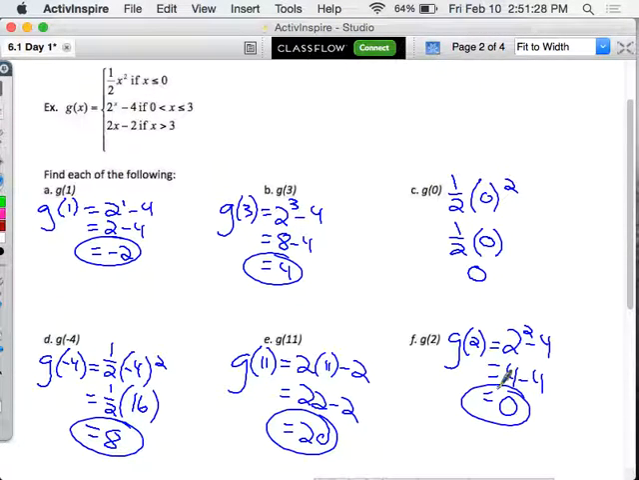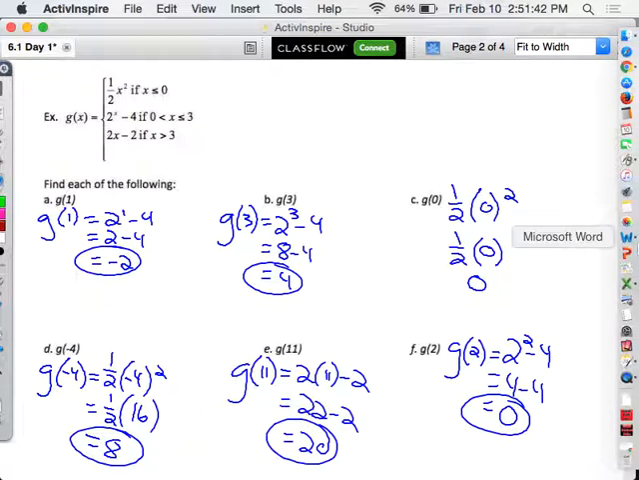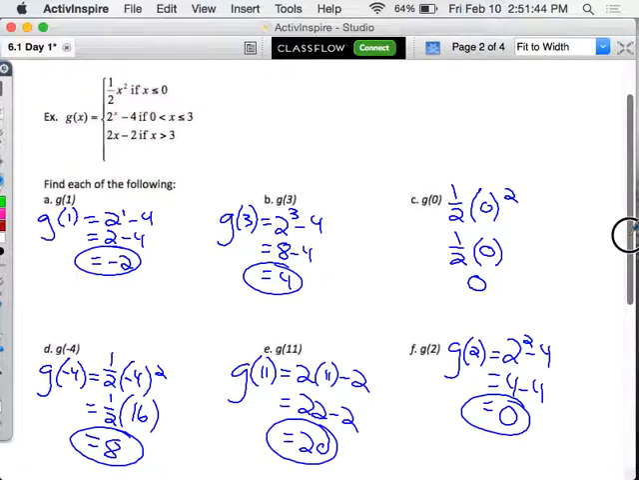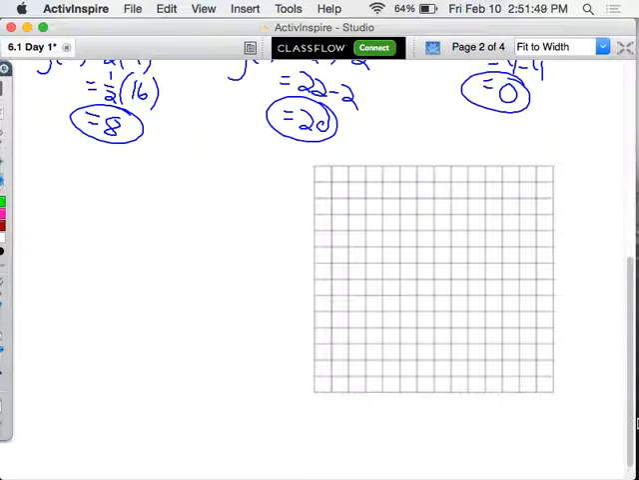All right, so that was step 1: deciding which equation to plug these numbers into and then solving. Step 2 is to go ahead and graph these things. We have 3 different equations that we're going to put on the same graph. To do it, we are going to make a table. All right, so for the first equation, 1/2 x squared.